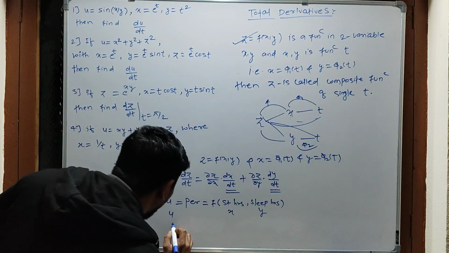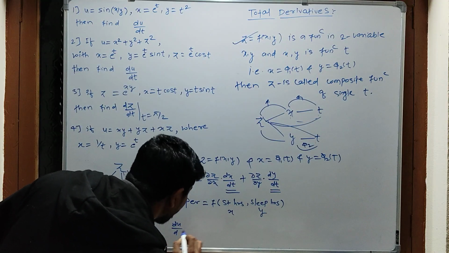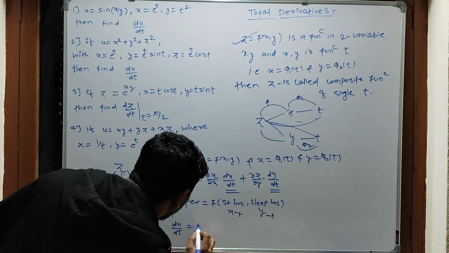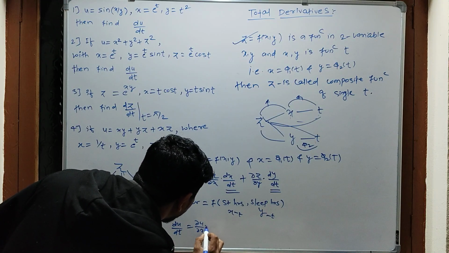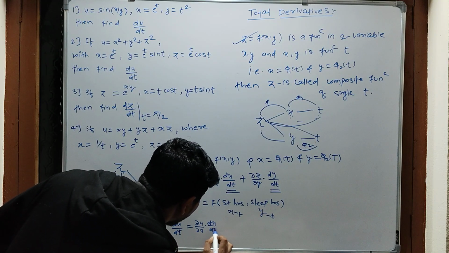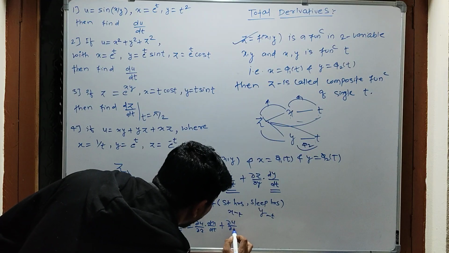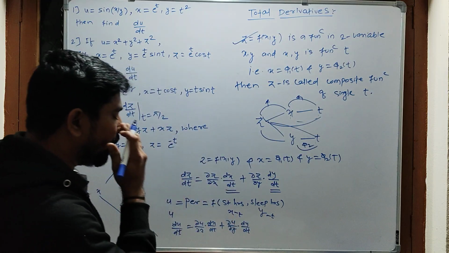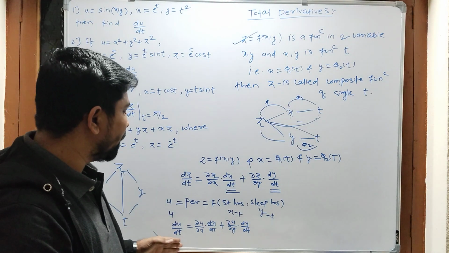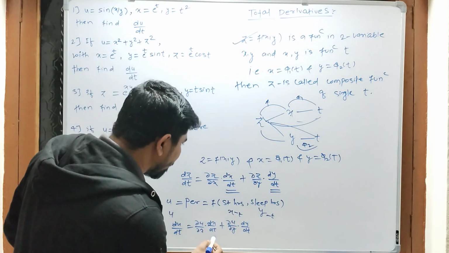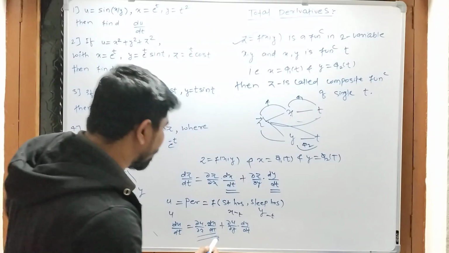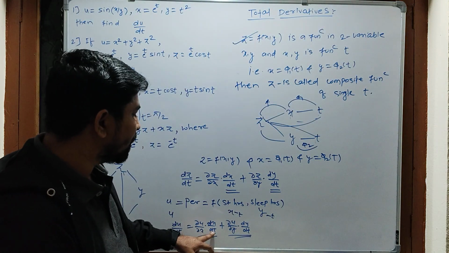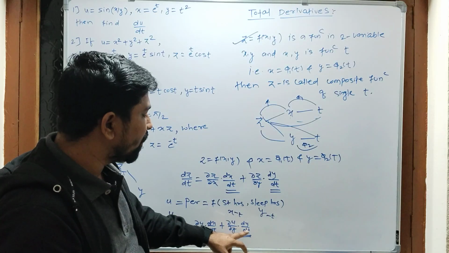Here u is a function of x and y, and x and y are functions of t. Therefore du/dt equals ∂u/∂x into dx/dt plus ∂u/∂y into dy/dt. The performance of my student depends on the combination of study hours and sleeping hours. Study hour depends on time, and sleeping hour also depends on time.